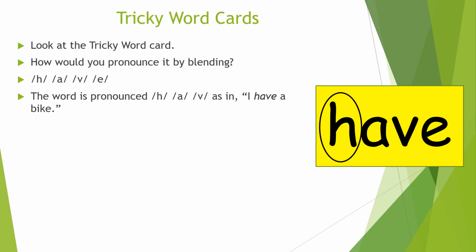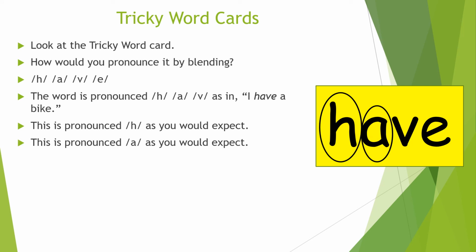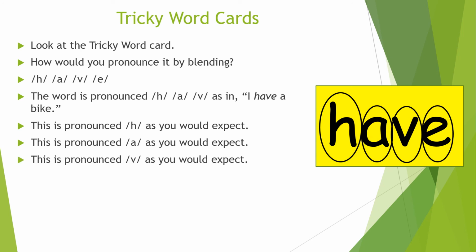This is the letter H. The H is pronounced just as you would expect. This is the letter A. We all know that A says a. It's pronounced a just as you would expect in this word. This is the letter V. We know that V says v, and it is pronounced v just as you would expect in this word.